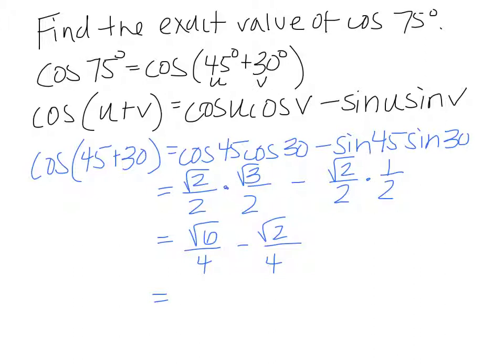Now, you cannot add or subtract unlike radicals. I cannot take the square root of 6 minus the square root of 2 and make it the square root of 4. It's kind of like x minus y. You can't do it. You can multiply unlike radicals. You cannot add or subtract. So our answer is going to be square root 6 minus square root 2 all over 4.